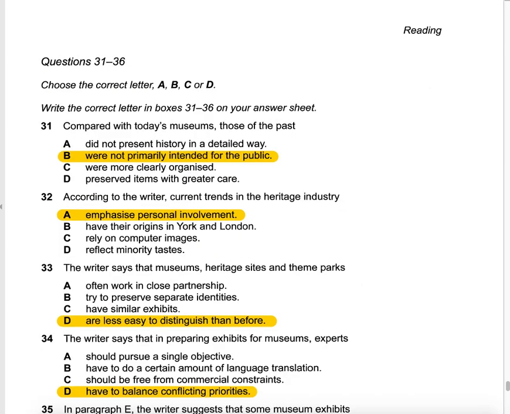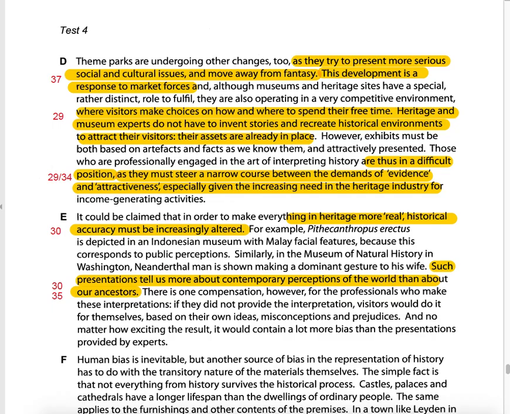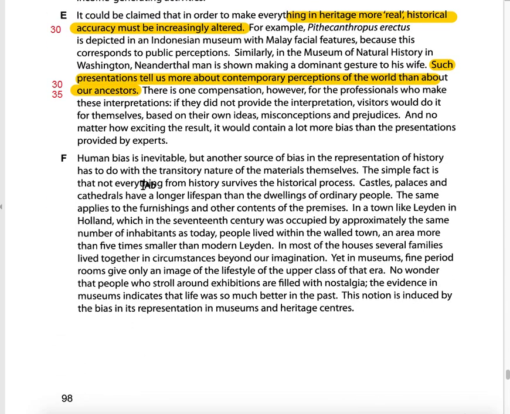Okay. And nothing here about the boundaries or more people. I'm still thinking that one could be not given. But let's read ahead. Human bias, prediction, history. So history doesn't survive exactly how it is, of course. Over time it breaks down. Well, things. Longer lifespan than dwellings of people. Here's Leiden.